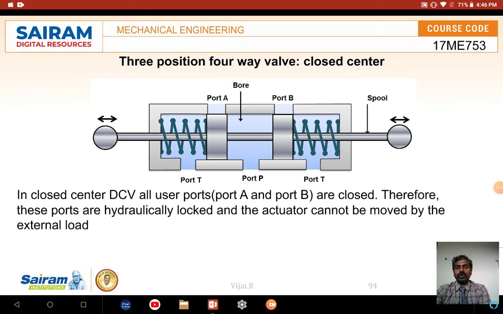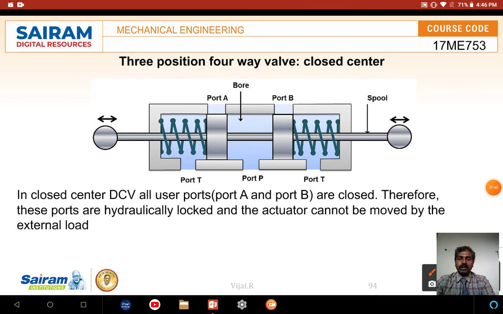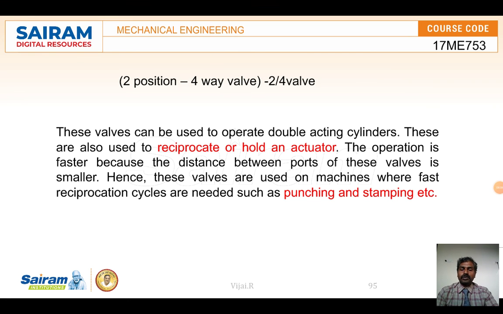Suppose I want to close everything, I can go for the third position, where port A is locked and port B is also locked. So liquid cannot move anywhere, and there is no movement in either direction. In the closed center DCV valves, all ports are closed. So hydraulically, when we want to close everything, we use this type of position.